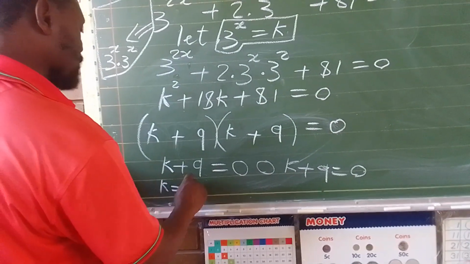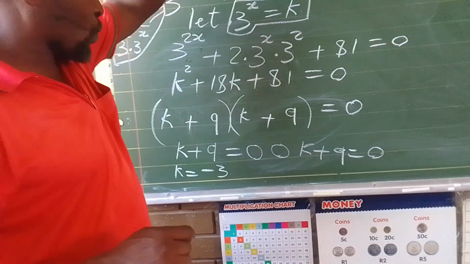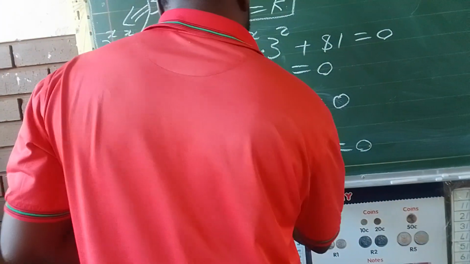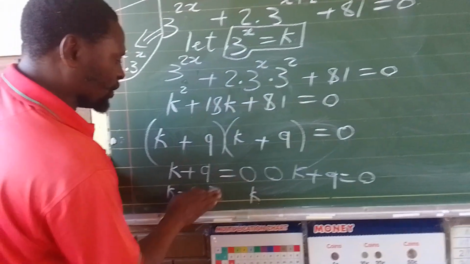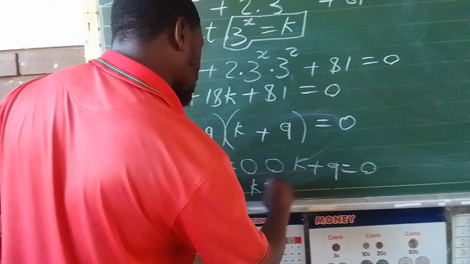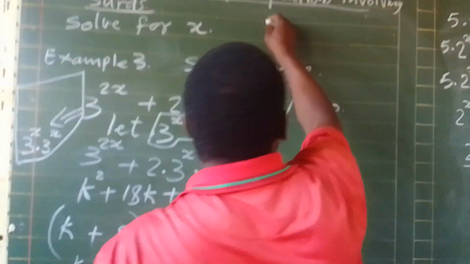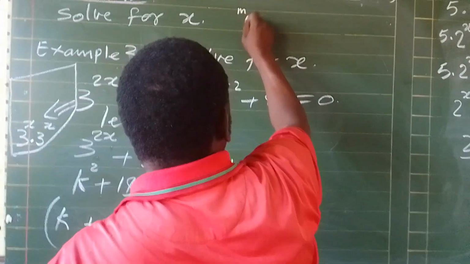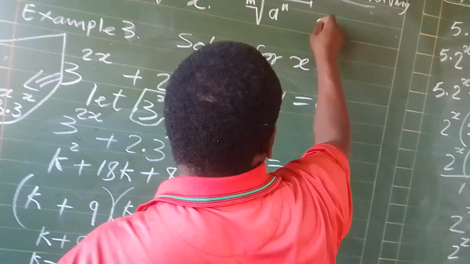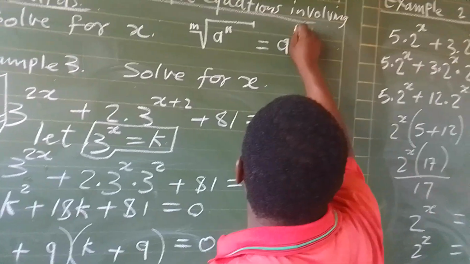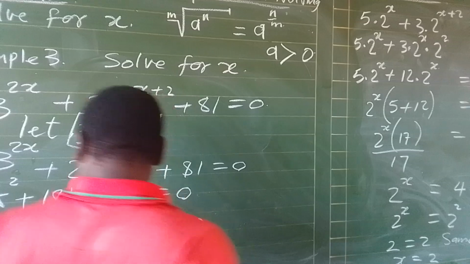Then k is equal to minus 9, and k is equal to minus 9. Remember, we said in order for all this to work, you remember when you have a set form like this, a to the power m is equal to a to the power n, provided a is greater than 0. Let's check our a.